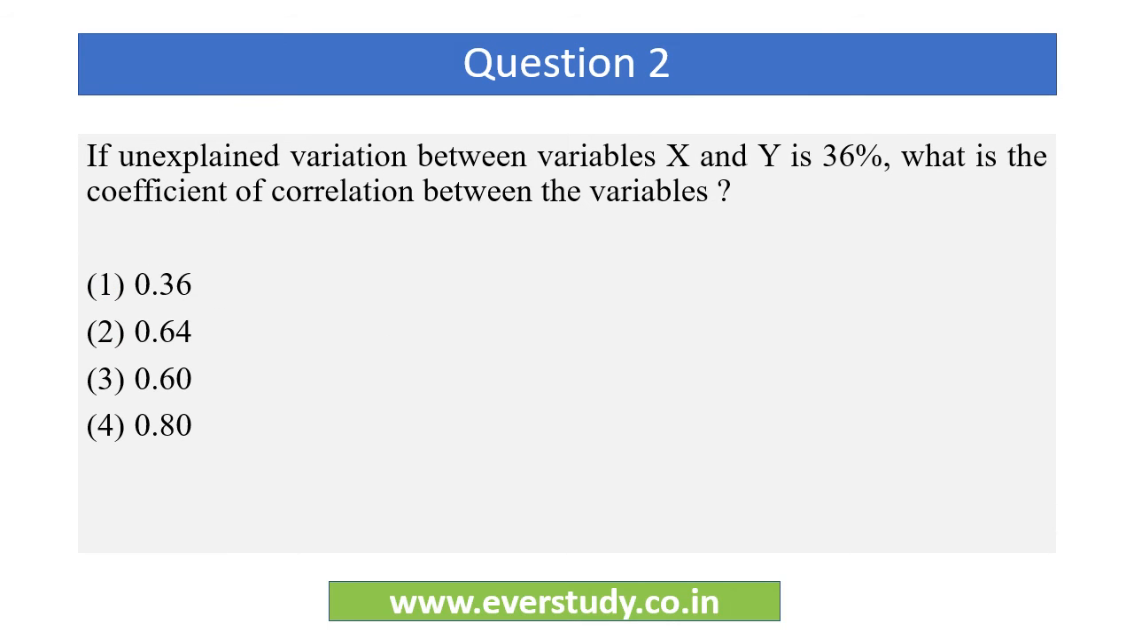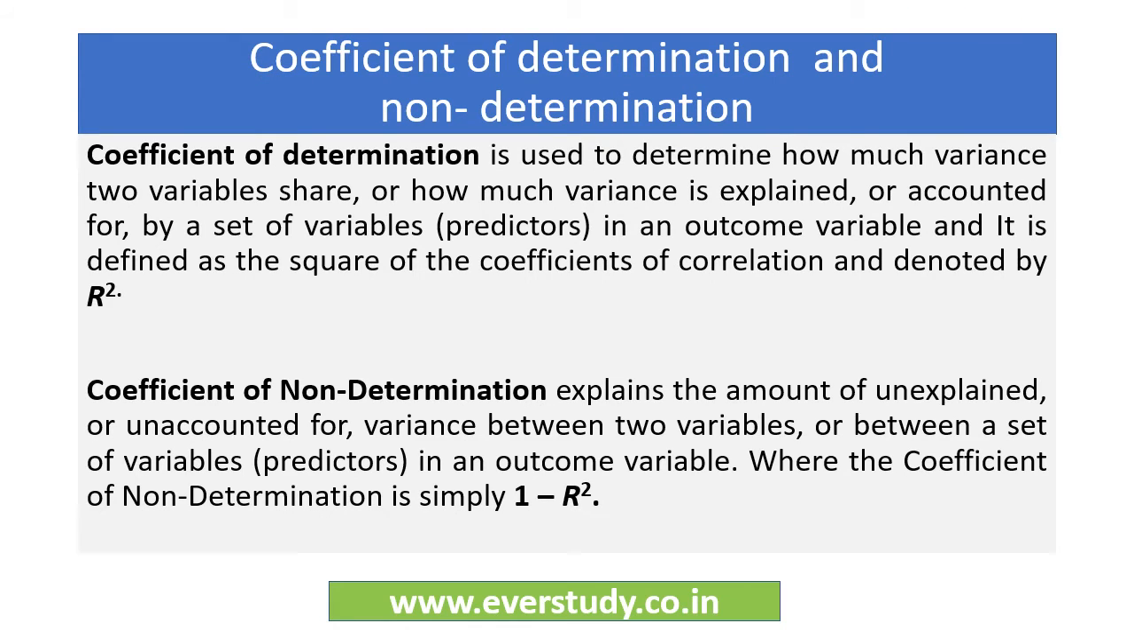Moving forward to the next question. If the unexplained variation between the variables x and y is 36%, then what is the coefficient of correlation between the variables? Now, to calculate the coefficient of correlation between the variables, we must be aware of the concept of the coefficient of determination and coefficient of non-determination. Now let's try to calculate the coefficient of correlation by understanding the concept behind this question. So the first is the coefficient of determination.